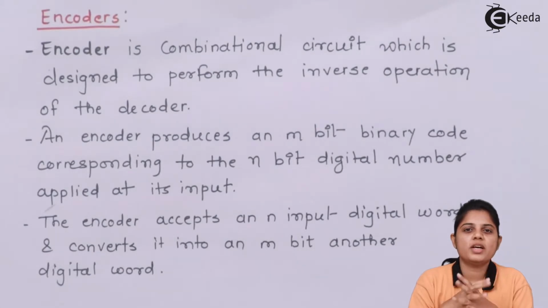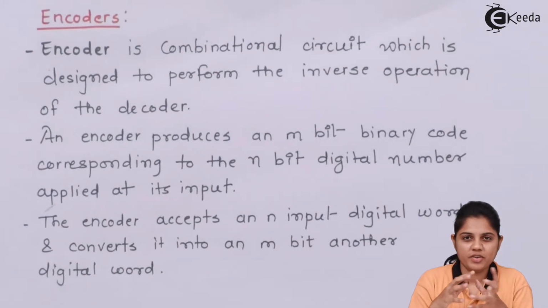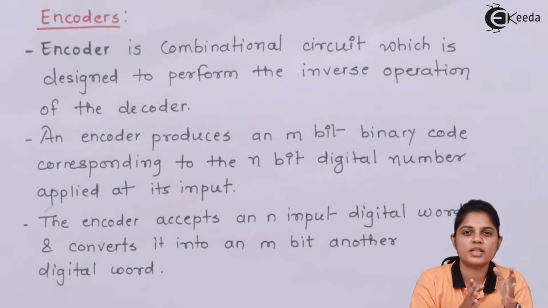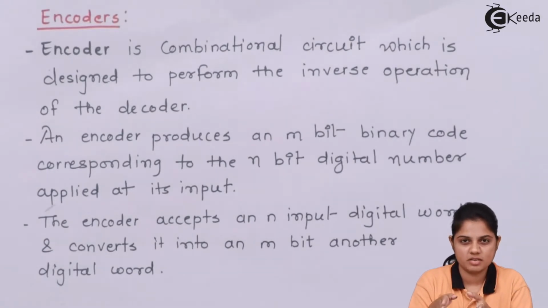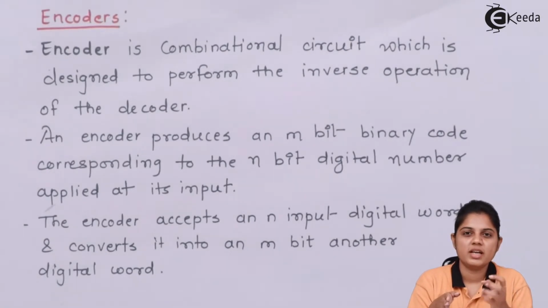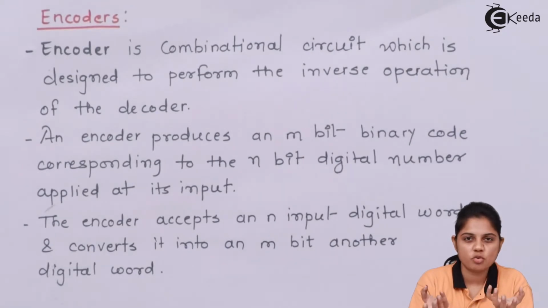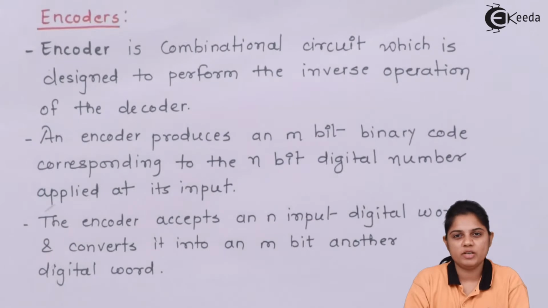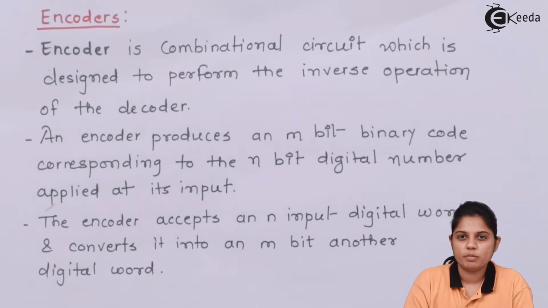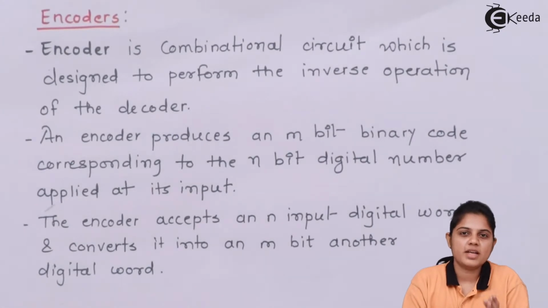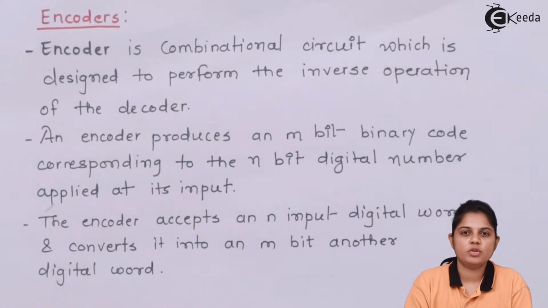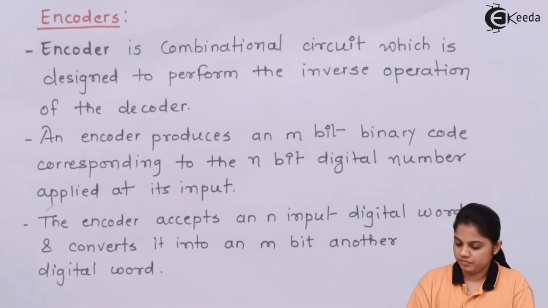Now this encoder is nothing but a combinational circuit. We have seen two parts of digital circuits: combinational circuits and sequential circuits. In a combinational circuit, whatever the change in the input, there is a change in the output, so there is no feedback present. In a sequential circuit, we work with feedback, that means with the present input as well as the past output. But the encoder is a combinational circuit, so if there is a change in input, there will be a change in output.